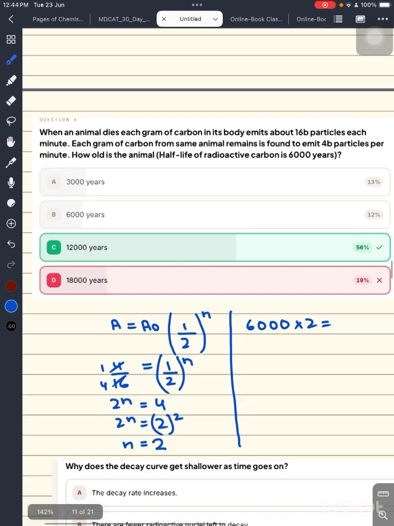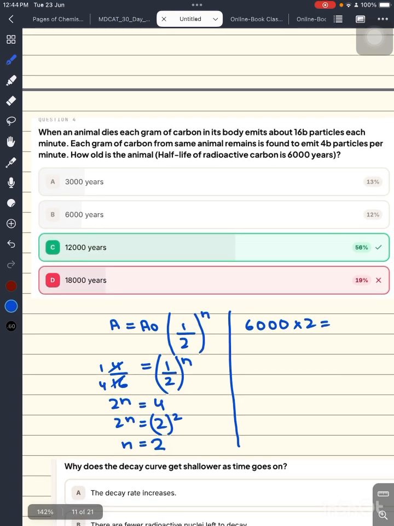Let's move forward. This question says, when an animal dies, each gram of carbon in its body emits 16 beta particles each minute. Meaning they are given as an activity, the initial activity. Each gram of the carbon from the same animal remains is found to emit 4 beta particles per minute. They have given us the activity. How old is the animal? Half-life is.